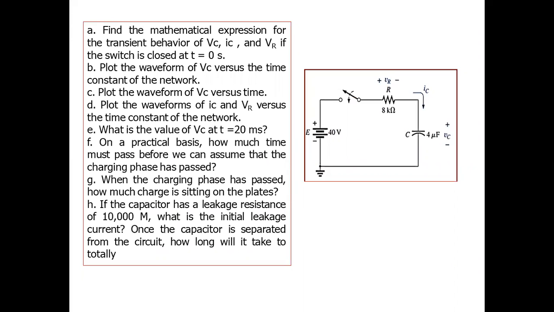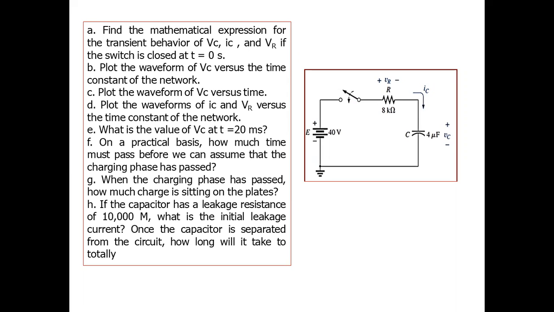Okay, so this is the first example for the RC circuit of the discharge phase. We have to find the VC, the voltage developed across the capacitor, the current through the capacitor, and the voltage drop across the resistor if the switch is just closed at t equals 0. Secondly, we have to plot the VC versus time, and find the VC versus the time constant tau. Similarly, we have to plot the IC and VR versus the time constant tau.